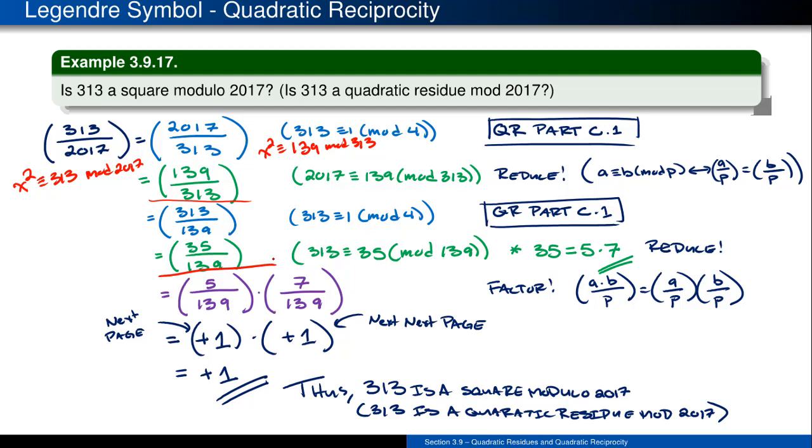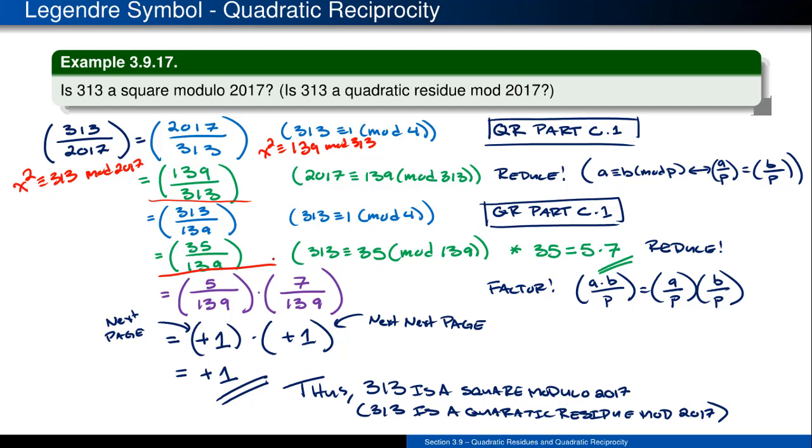And now I'm at a stage where I have to think a little bit more, because 35 is actually not prime. It's in fact composite. So that thing's going to rip apart into a 5 and a 7. What that means is that my little Legendre symbol is also going to rip apart into 2 pieces, using this multiplication process. I'm going to get one with a 5 upstairs, and one with a 7 upstairs.